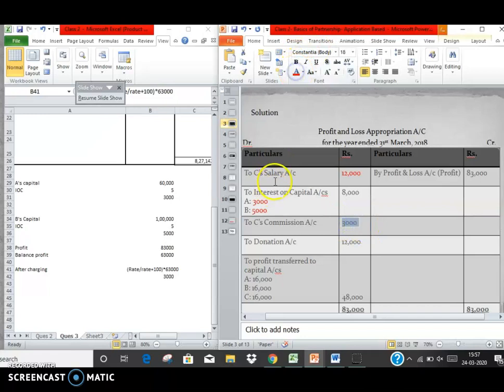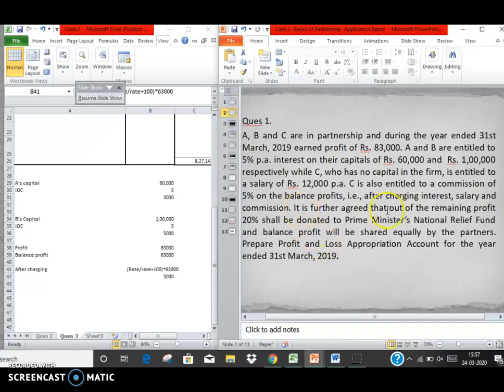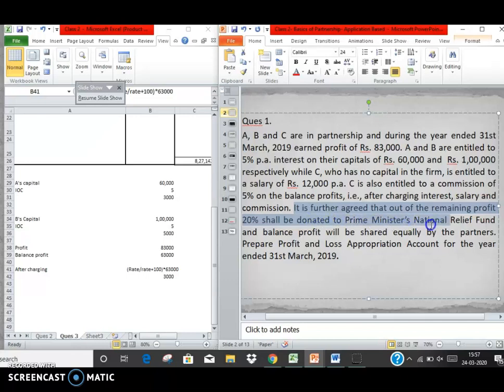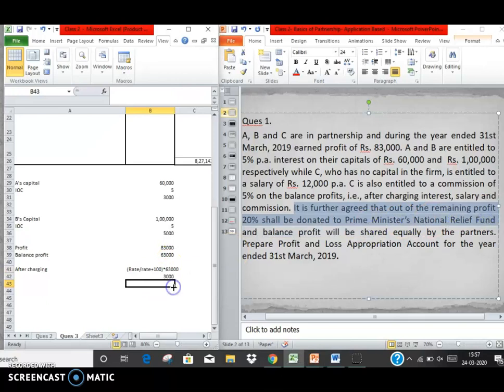Right? Now what is given in the question? It is further agreed that out of the remaining profit, 20% shall be donated to Prime Minister's National Relief Fund and balance profit will be shared equally. So after deducting everything, now this will be 63,000 minus 3,000. So this is after commission. What is the profit? 60,000. So the profit that is remaining with you is 60,000.